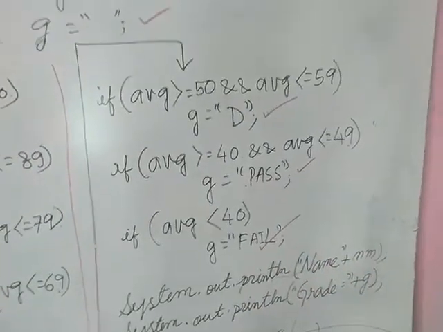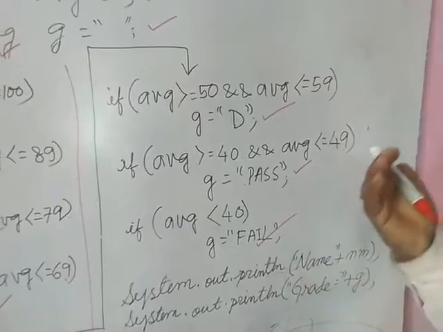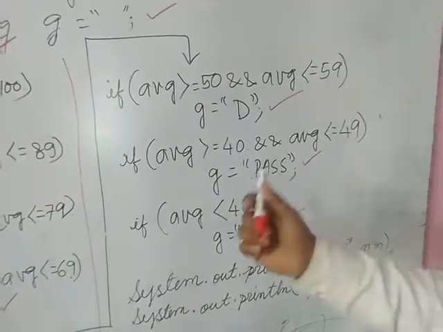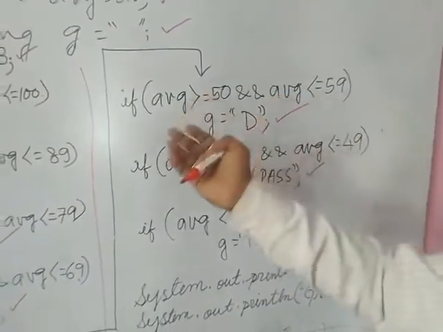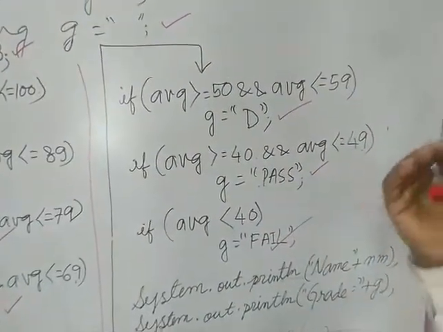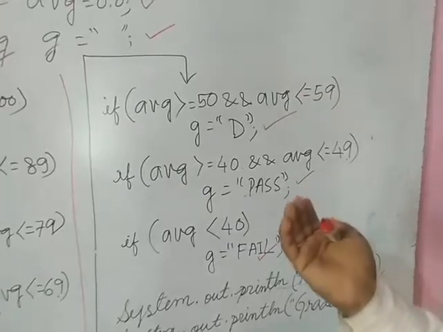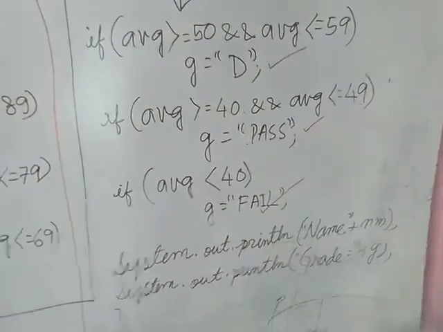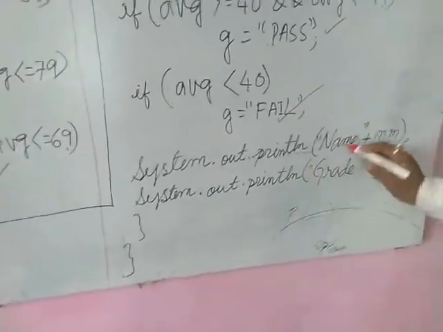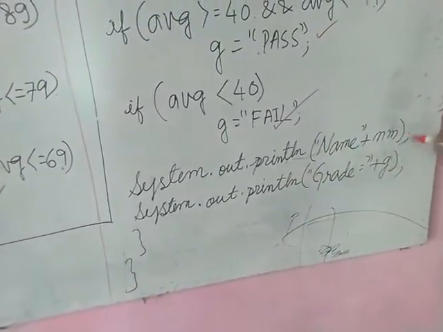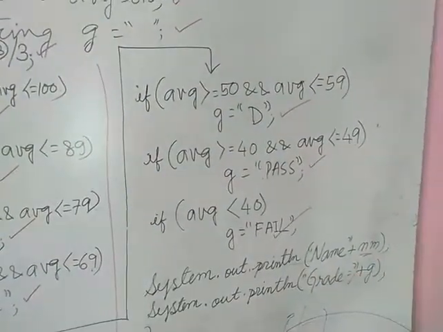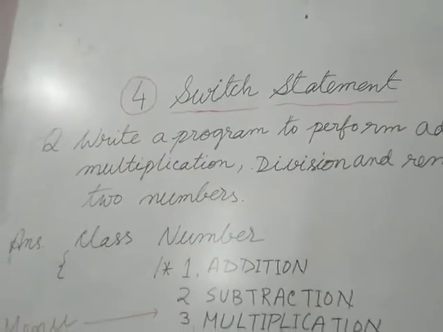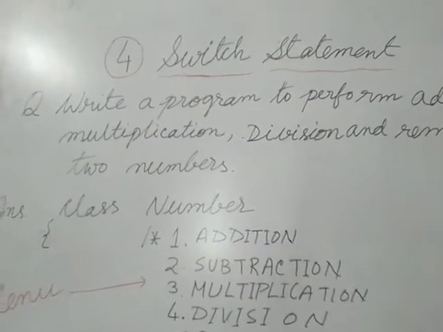Now what the computer will do: it will find out the average, and check which condition the average falls under, whether the first, second or third one. Whichever if is true, that particular G will be active and it will be displayed at the end. In the last part, this is the output part: System.out.println name. This variable we are displaying, and the grade. Now the fourth one, the switch statement. This can be clearly explained with the help of a program.